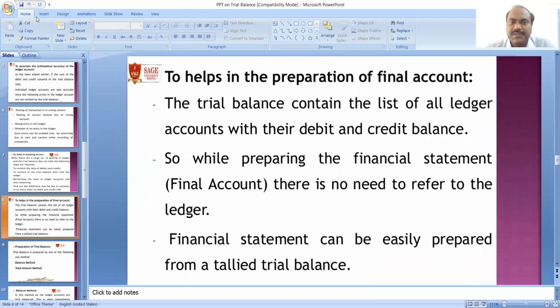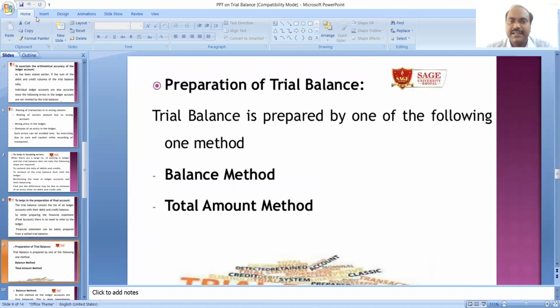And the third objective is to help in the preparation of final accounts. The trial balance contains the list of all ledger accounts with their debit and credit balances. So while preparing the financial statements, that is final accounts, there is no need to refer to the ledger. When everything is clear and proper, we can proceed to prepare the final accounts. Financial statements can be easily prepared from a tallied trial balance, and hence there won't be any mistakes in it.